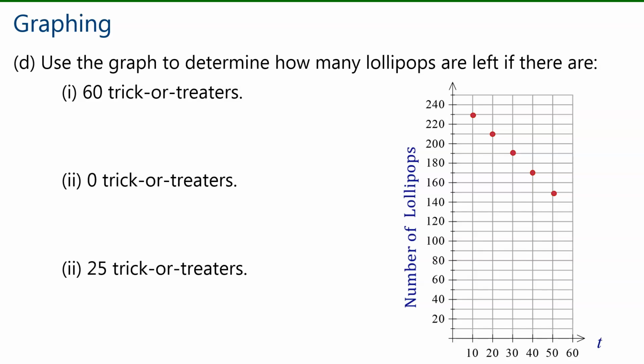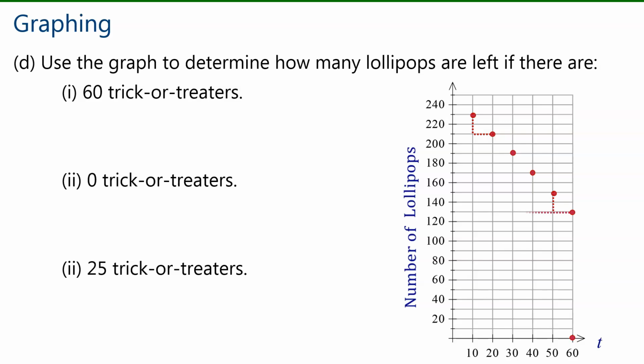Now for part D, it says use the graph to determine how many lollipops are left if there are 60 trick-or-treaters. So if I look for 60 on the horizontal axis, I look up for a point and notice that there's none there. So let's go ahead and continue the pattern on the graph so we have a point when t is 60. If I look at the top 2 points, I notice that I go down 2 blocks and over 1. And that's the same pattern for each set of points. So I can go down 2 blocks and over 1 and mark a point right here for 60.